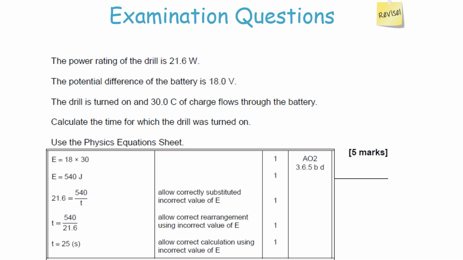So the first thing we say is energy is equal to charge times potential difference, so 18 times 30. So we get 540 joules. We then say power is equal to energy over time. So we pop our numbers in and say 21.6 equals 540 over t. Substitute the numbers directly in to get your marks, then rearrange it, make t the subject, and then you work out your answer to be 25 seconds.